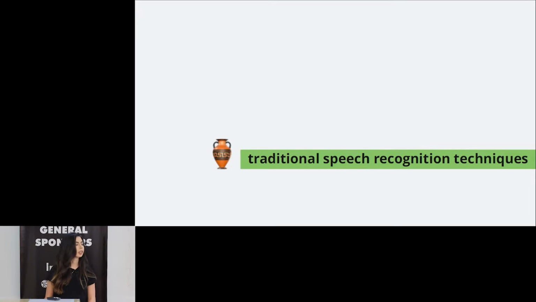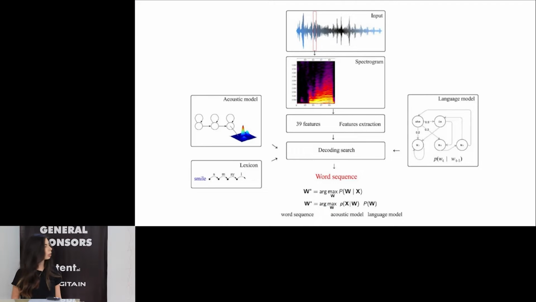Traditional speech recognition techniques. Let's define the task of speech recognition. It is building a statistical model to infer the text sequence from the audio sequence, the feature sequence. So the traditional systems look like this. It's very complex, but it mainly consists of an acoustic model, a language model, and the lexicon. We'll speak about each of them one by one.